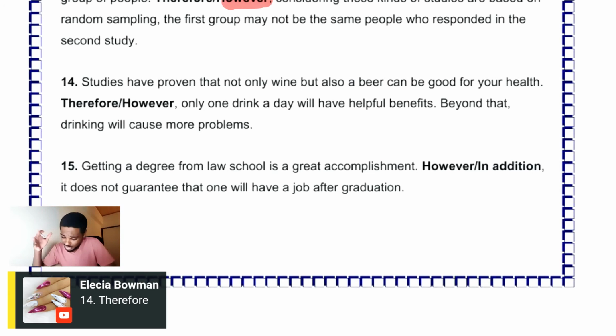Let me reread it. Studies have proven that not only wine, but also beer can be good for your health. Blank, only one drink a day will have helpful benefits. How are you guys seeing therefore? It's however, contrast. What is the contrast? Beer and wine can be good for your health. The contrast is if you drink too much, it's going to be bad for your health. So you should only drink a little bit. Even though it's good for your health, anything more than just one is bad for your health. So we see the contrast.